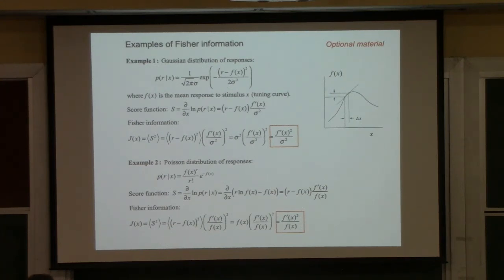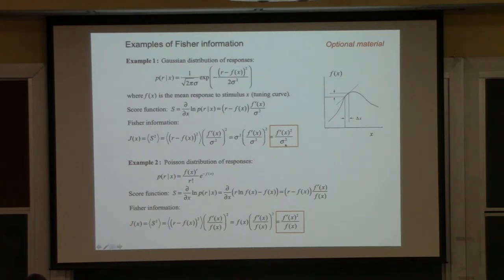So let's go back to this example. We just try to show you what that Fisher information is. Suppose you have this tuning function that looks like this. The response as a function of your encoded variable has a mean f of x, and a variance, like a Gaussian distribution that we showed before. You have a tuning curve like this. You can calculate this Fisher information. It turns out to be equal to this: the derivative of your tuning curve, squared, divided by the variance.